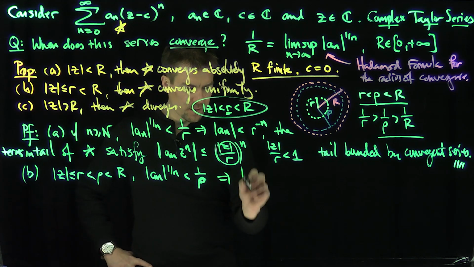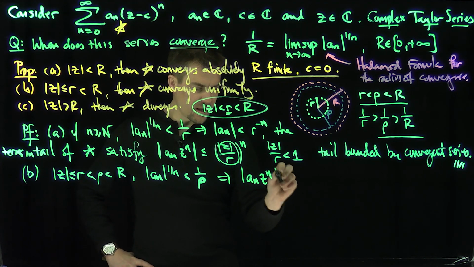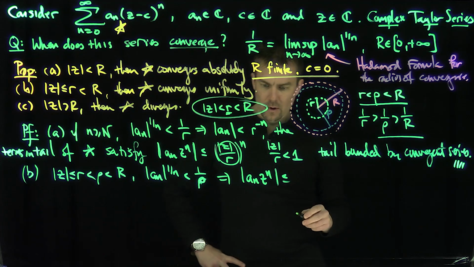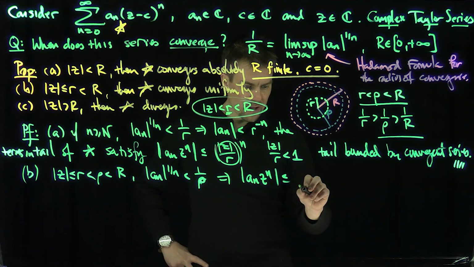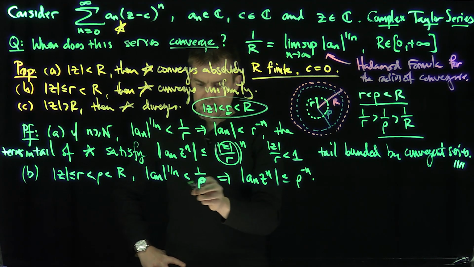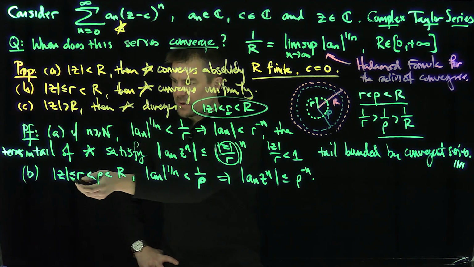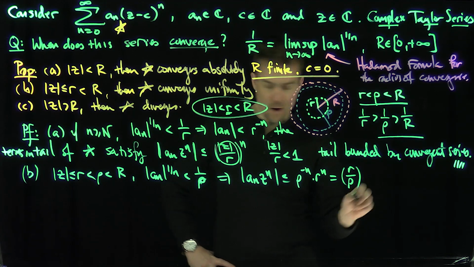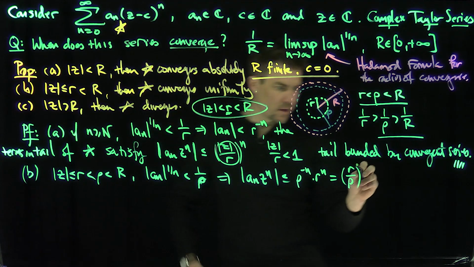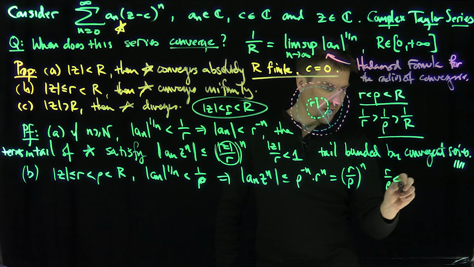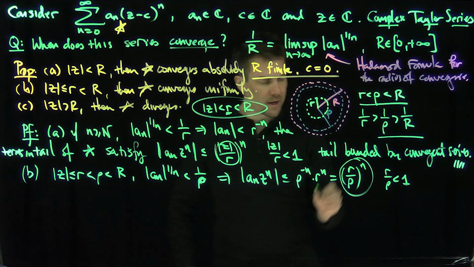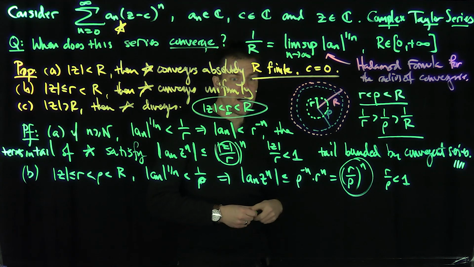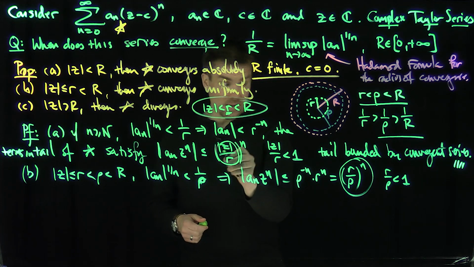So now let's look at our terms. a_n z^n is less than or equal to what? Well, n is less than 1 over rho to the n, so this is rho to the negative n times z^n, but |z|^n is less than or equal to r^n, right? So this is going to be (r over rho)^n. Now r over rho is what? r over rho is less than 1. And so now what do we have over here? So now we have it bounded by a function which is not dependent on what anymore? This doesn't depend on z.